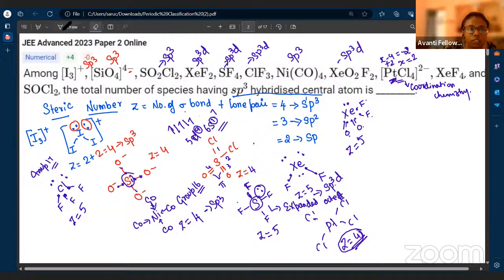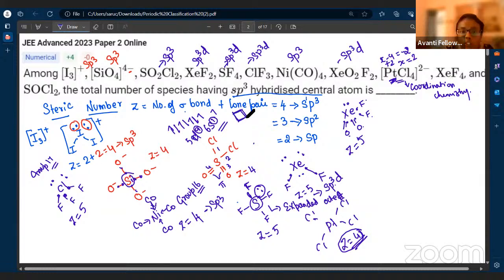Therefore, how many electrons will it have? 1, 2, 3, 4, 5, 6, 7, 8 electrons. So one s orbital is vacant over here.